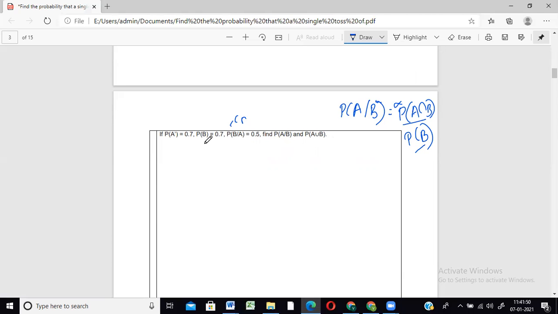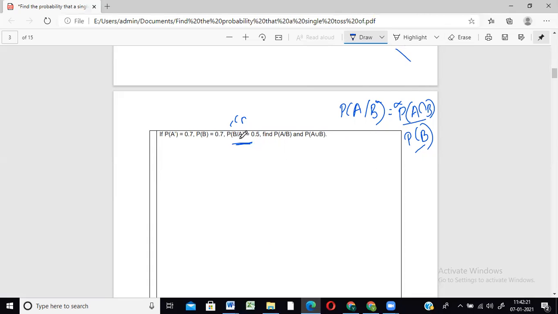Unlike the previous problem, where event A and event B were given, so we wrote the elements, we listed out all the elements in A intersection B, and then we found its probability. But right now we don't have that. But to find out this value, probability of A intersection B, extra information is given to us, right? This extra information is given to us. Just a second, I'll erase it. Yes, that is probability of B such that A, that is given to us.